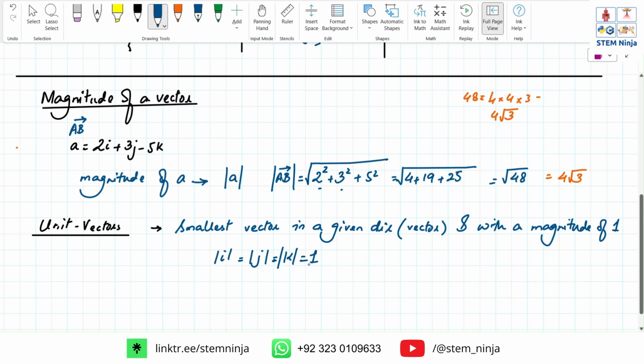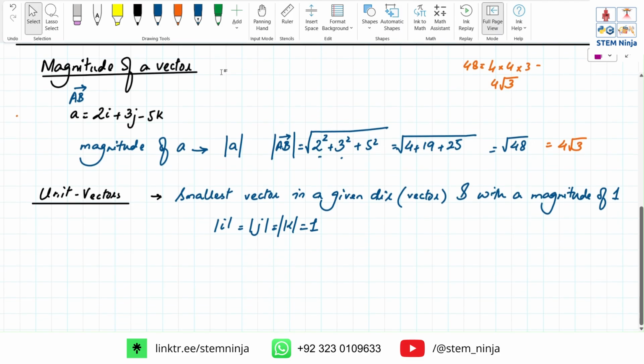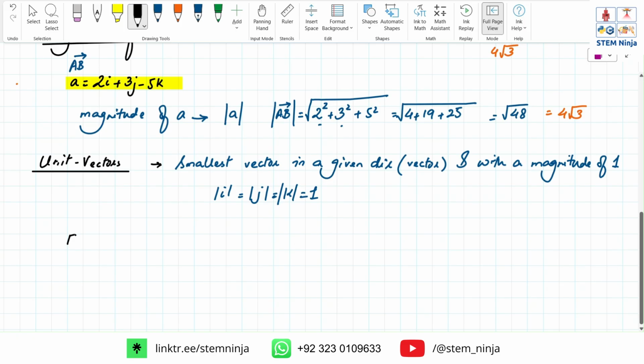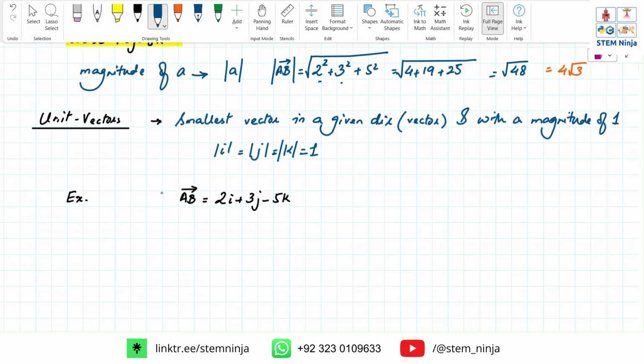But this applies to other vectors also. So for example, we had the same example over here, AB or a. We could find out the unit vector in this direction also. So for example, we need to find the unit vector in the direction of this AB. So we have 2i + 3j - 5k. To find the unit vector, there's a simple formula.